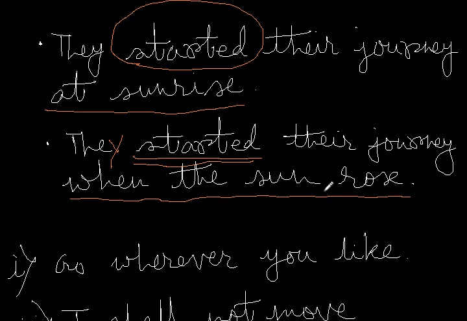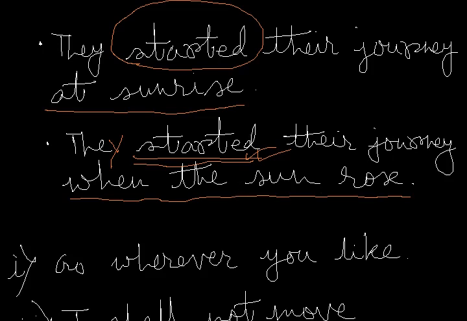So, is when the sun rose a phrase just like at sunrise? No, it is not. Because unlike at sunrise, when the sun rose has got its own subject and predicate. And therefore, this is a clause and not a phrase. And because when the sun rose modifies the verb started, it tells us when something started. That is why when the sun rose is an adverb clause. We'd like to repeat it once again. Because when the sun rose has got its own subject and predicate, this is an adverb clause and not an adverb phrase.